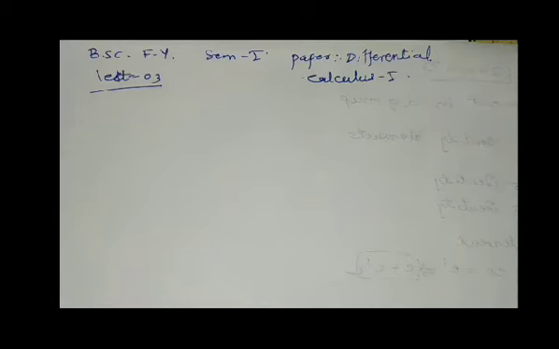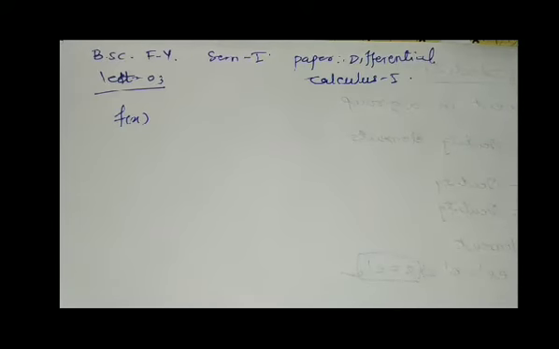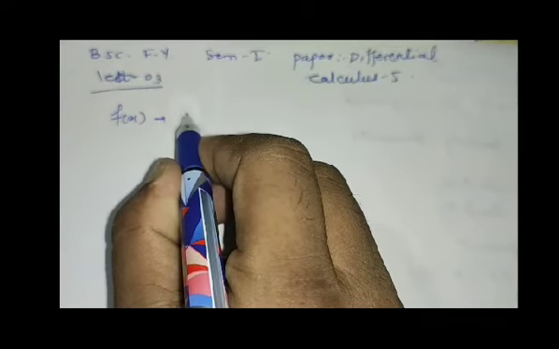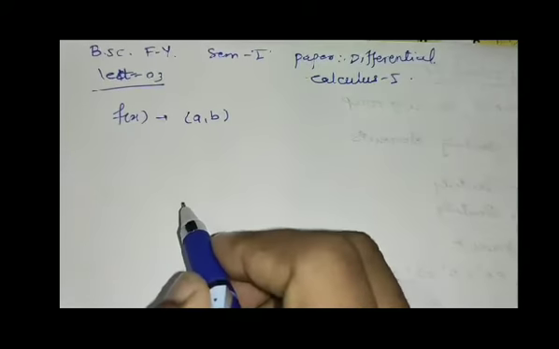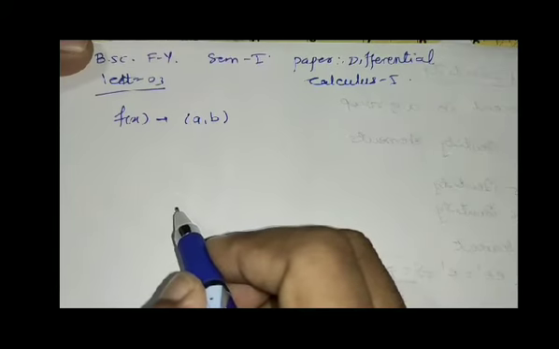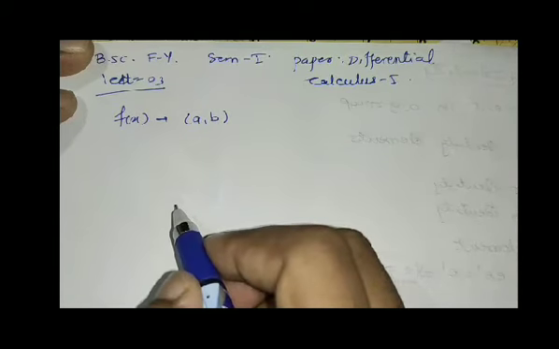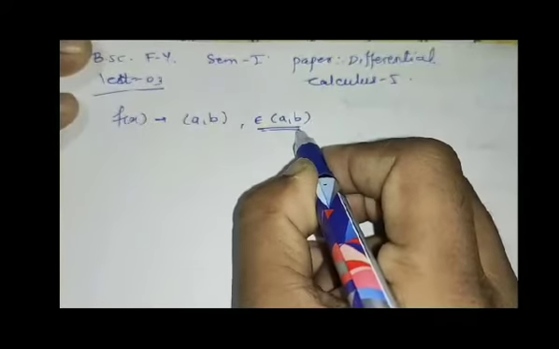Now we are going to discuss what is meant by derivative. So we consider one function f of x. f of x is any function, and we define this function on the interval AB, and c is any number belonging to this interval AB.